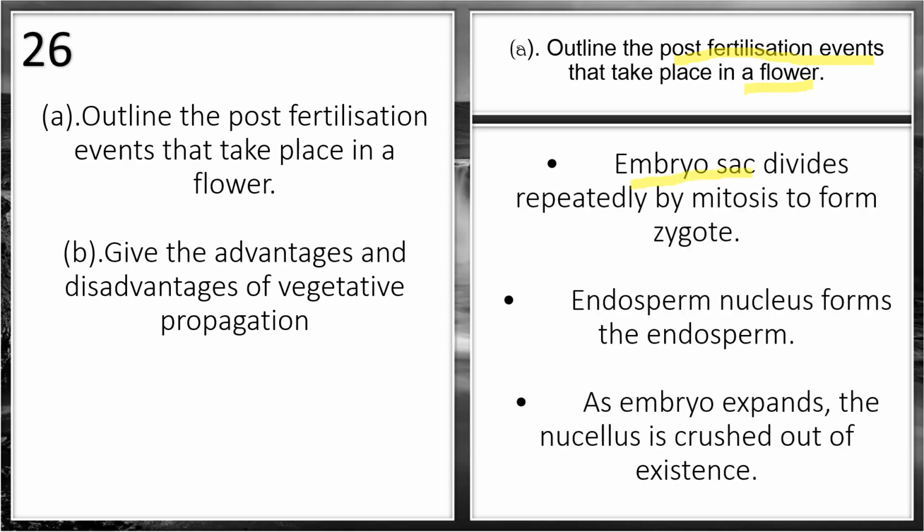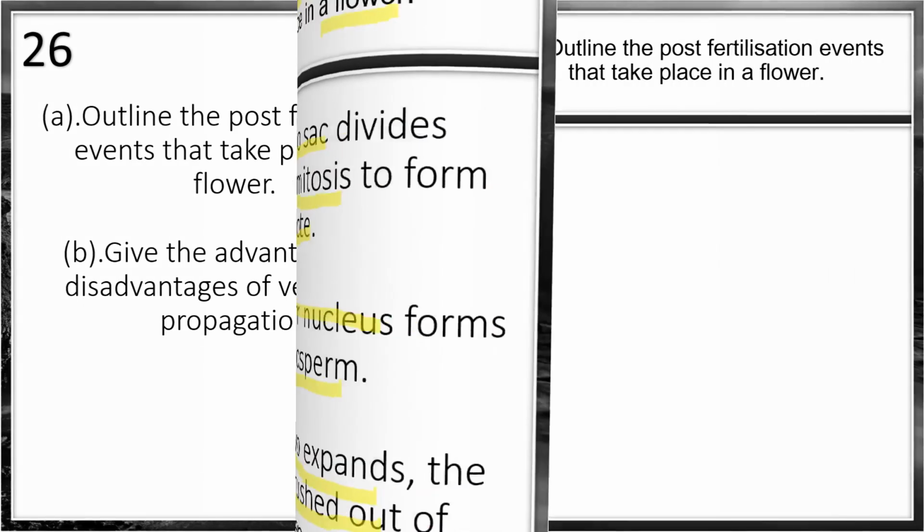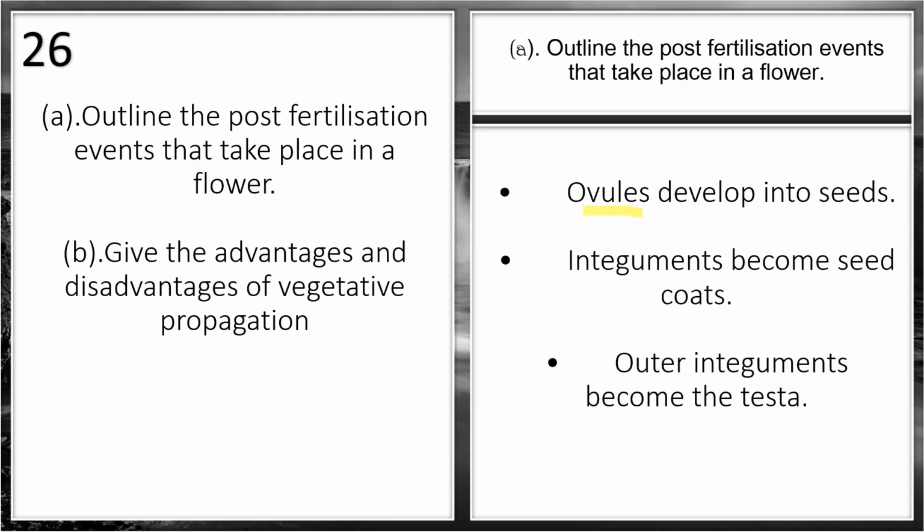The embryo sac divides repeatedly by mitosis to form a zygote. The endosperm nucleus forms the endosperm. As the embryo expands, the nucellus is crushed out of existence. The ovules develop into seeds. The integuments become the seed coat.